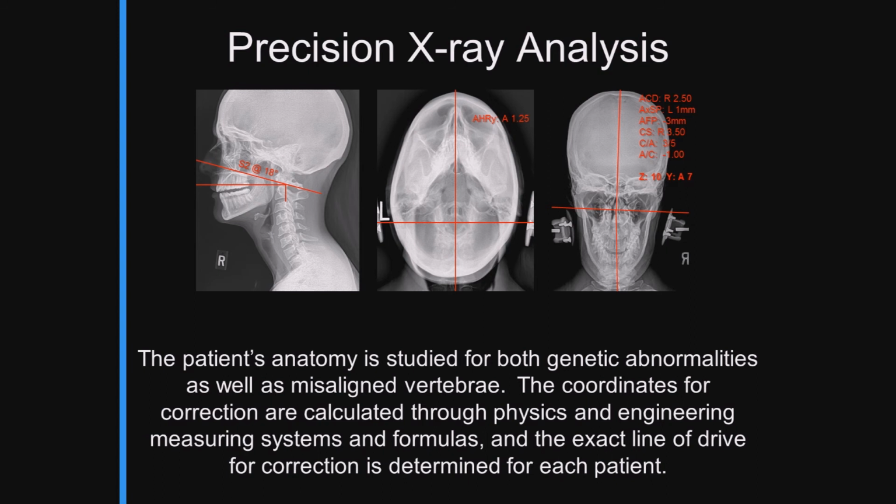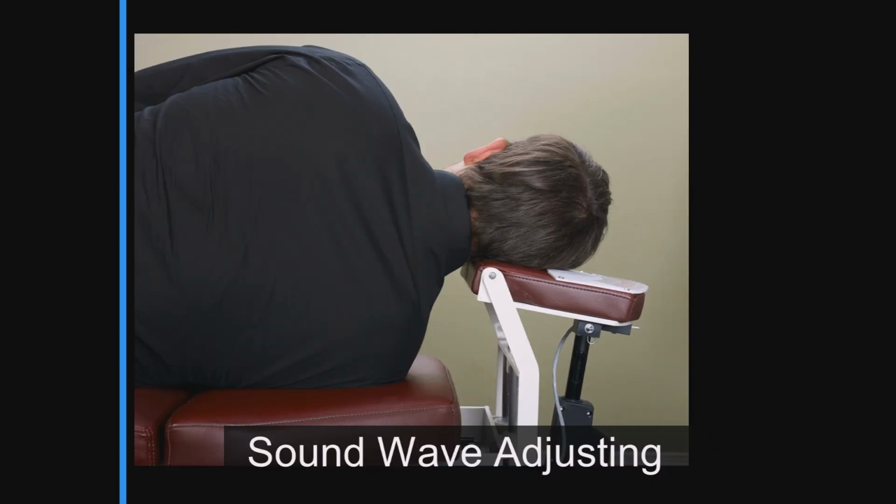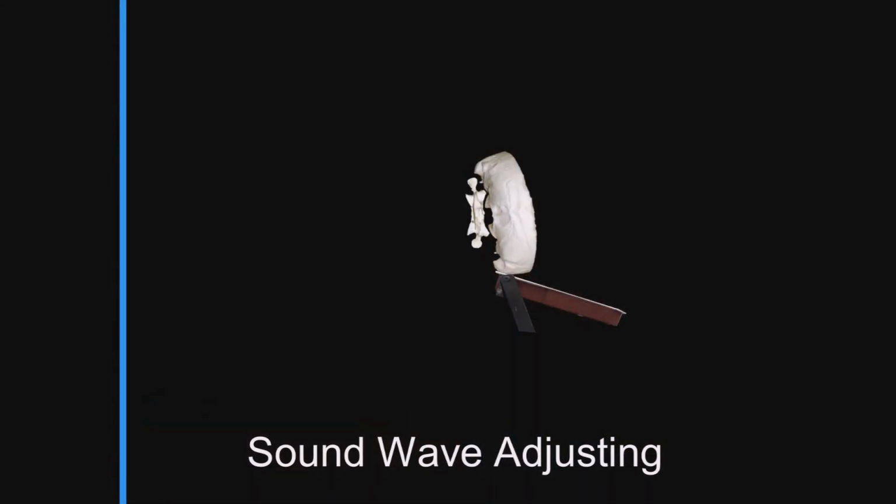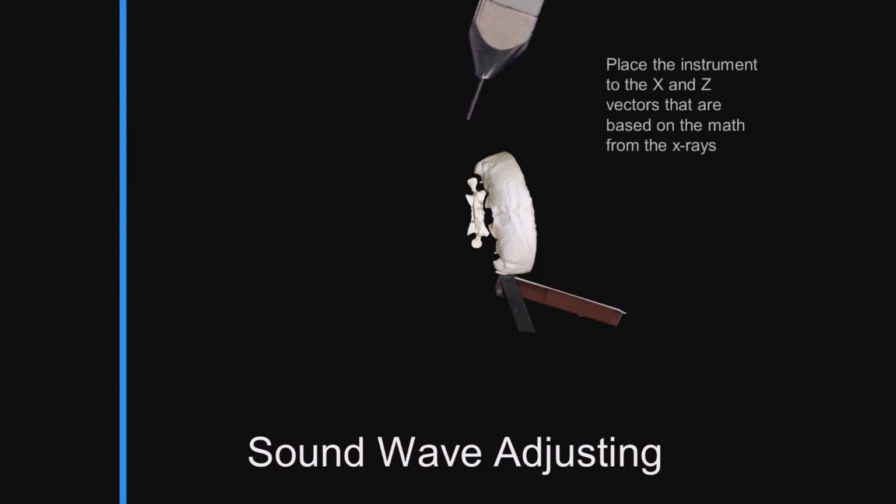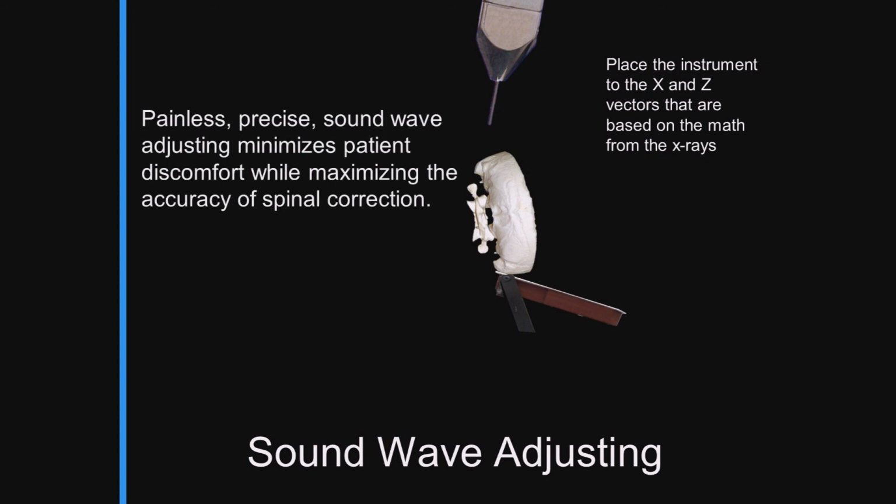When we look at the art of sound wave adjusting and the science behind it, you can see here that as we look at the patient's sideline and we look at their skull and atlas, and we bring the instrument in and we calibrate it based upon the X and Z vectors from the X-rays, and we use a painless, precise sound wave adjustment, it'll minimize the patient's discomfort while maximizing the accuracy of the adjustment.